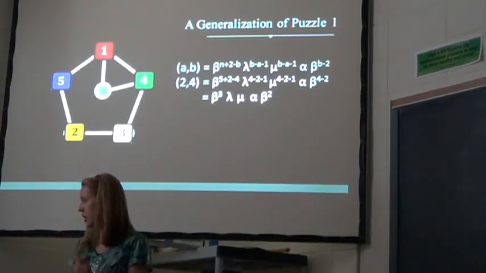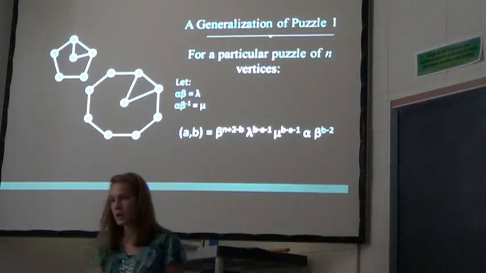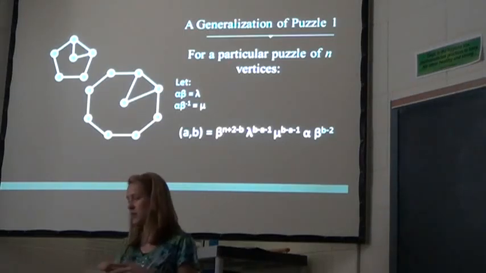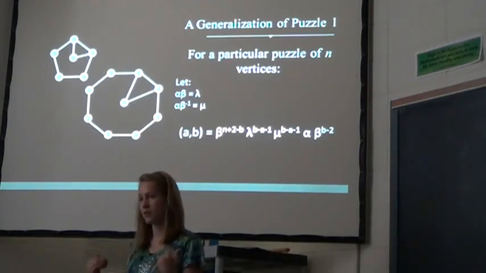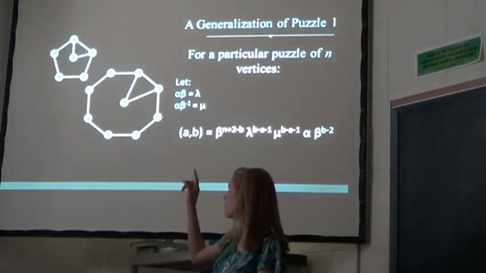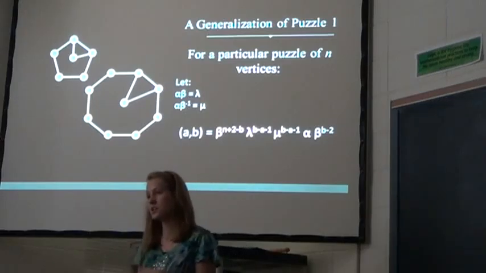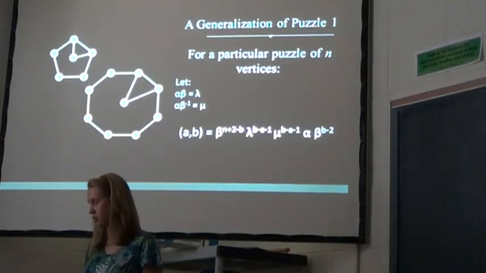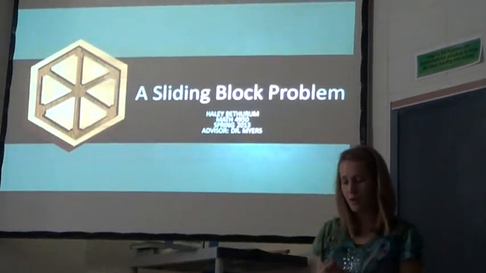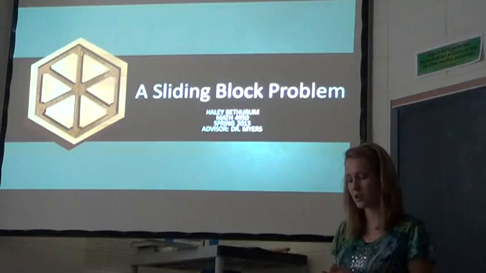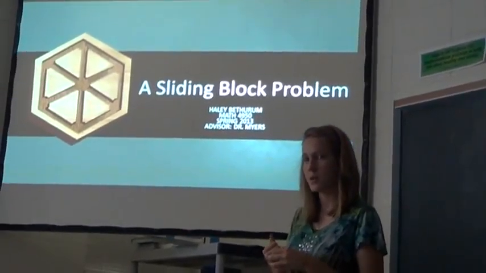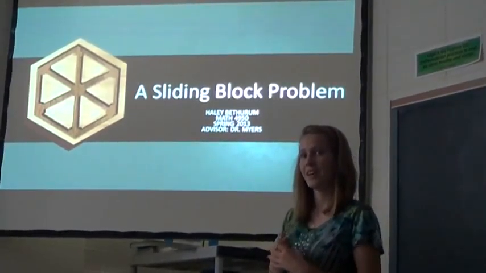And that'll work for puzzles of any amount of vertices. And because of that, because we know that we can achieve any transposition in puzzles of any amount of vertices, then puzzles of this type where you have positions 1 and 2 connected to a center vertex are always solvable. And that's the end of my presentation. If I wanted to look into it further, we could consider generalizations for puzzles 2 or 3, or work on proving that puzzle 3 is not solvable. Any questions?